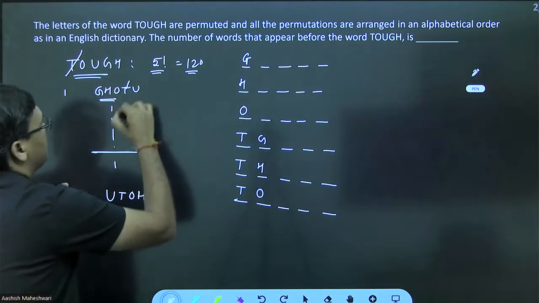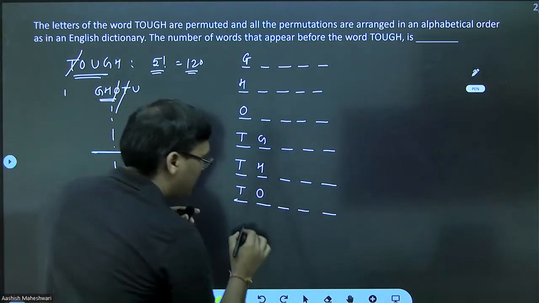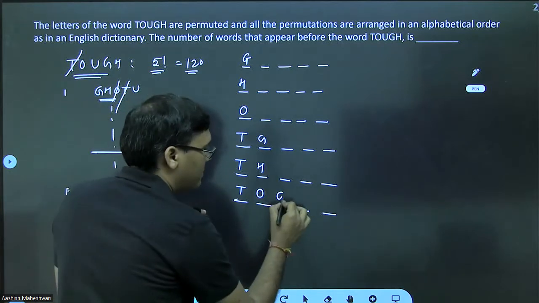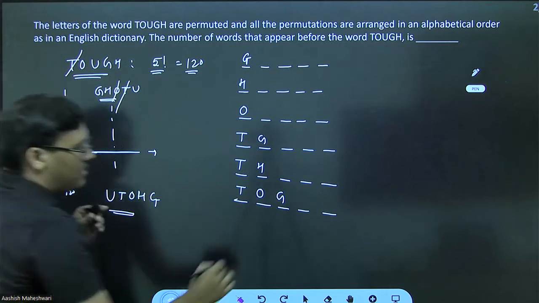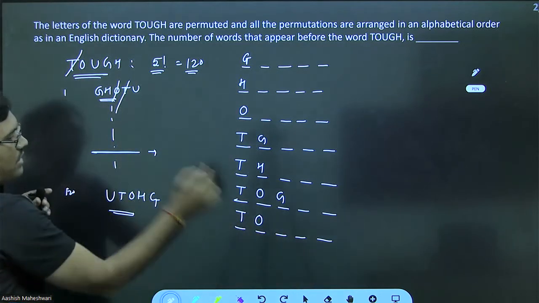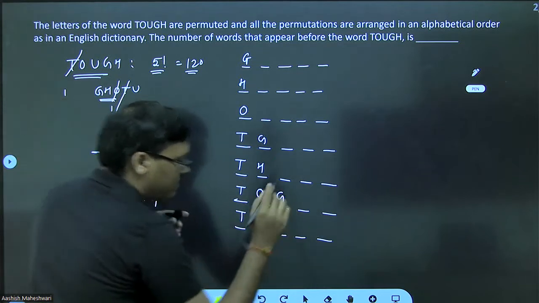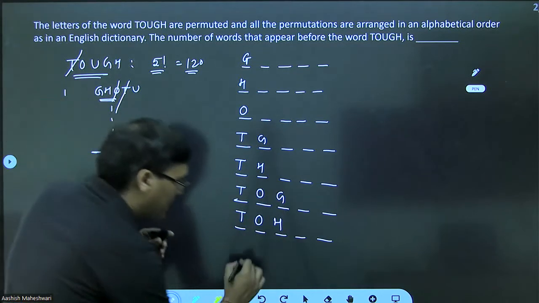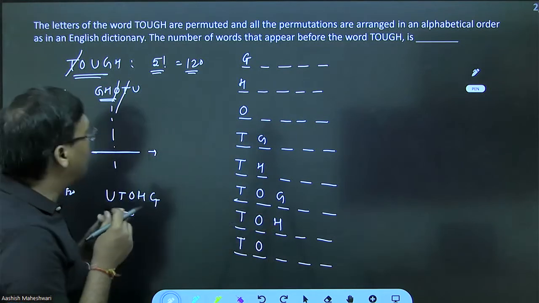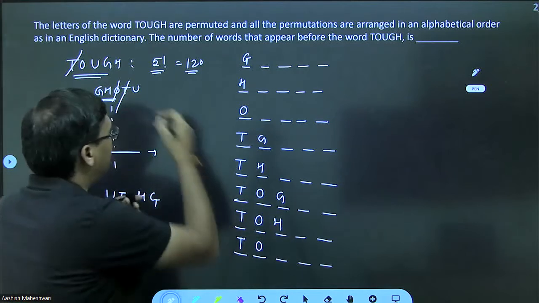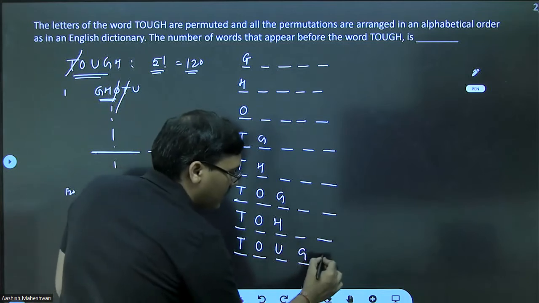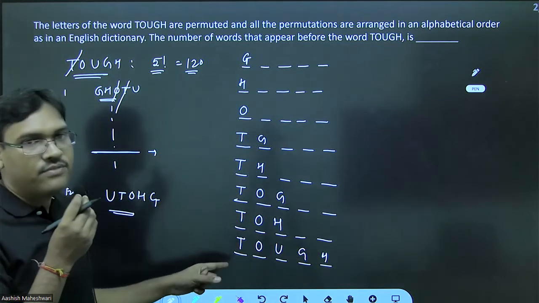You can see T is gone, and we want TO. Now in the dictionary, after TO, you will have the words which start with TOG. Now we have used G also. After G, you will have the words which start with TOH. After H, we cannot use O again because it has already gone. And then obviously after O, G will come and then H will come. So you have reached TOUGH, correct?